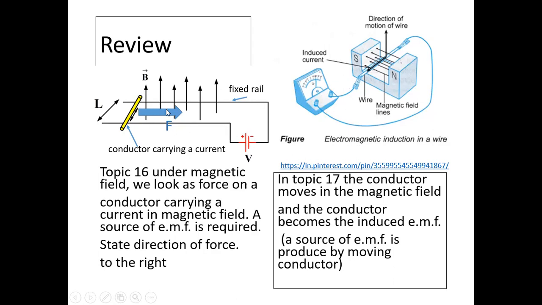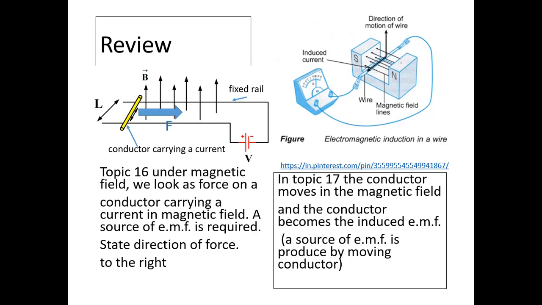Three things: you have the field, you have the motion, you have the current. Because you connect the galvanometer to the conductor, that's why it starts producing current. The battery becomes the galvanometer, and we give the motion. We have the field, and we have the current.